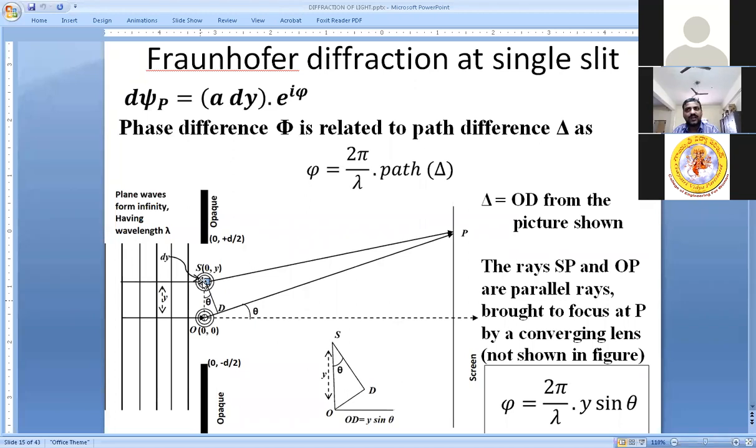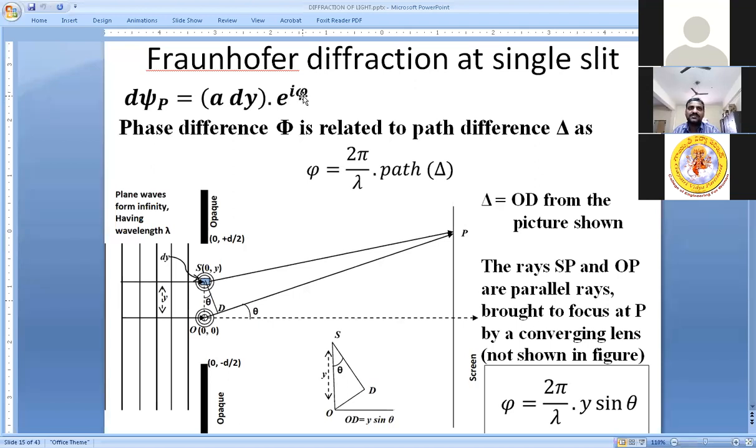So the wave coming from S and another wave coming from O. I also mentioned yesterday that O is the reference point, something like ideal. With respect to the origin O, we are comparing each and every wave. So we took this point as reference and tried to calculate the wave arriving at P due to S with respect to O. That's what we have called A dy e power i phi.